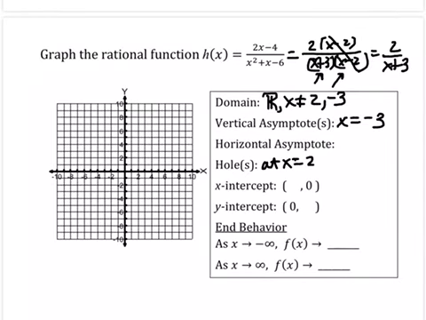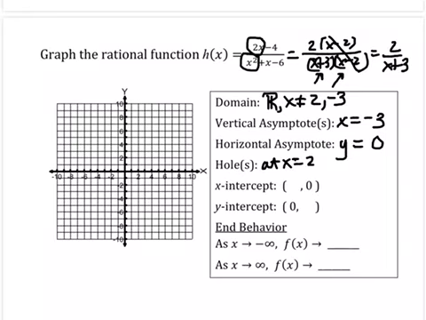Now, this horizontal asymptote has a different rule here. Do you notice the degree in the numerator is a degree 1 because x is to the first, and here is a degree 2. When the numerator degree is smaller than the denominator degree, that means your asymptote is automatically y equals 0 for your horizontal asymptote.